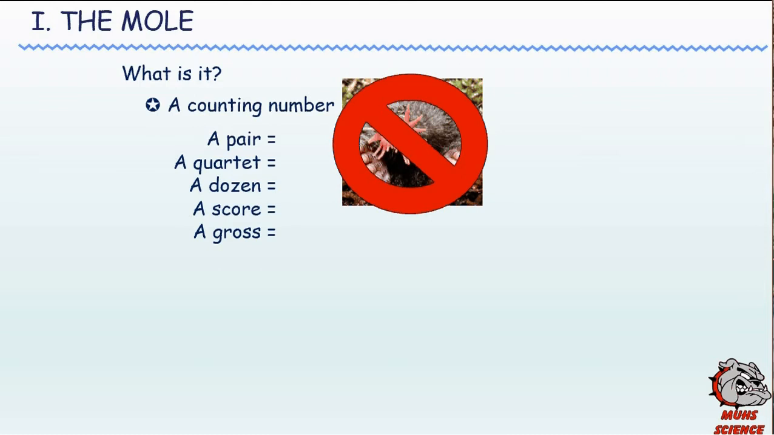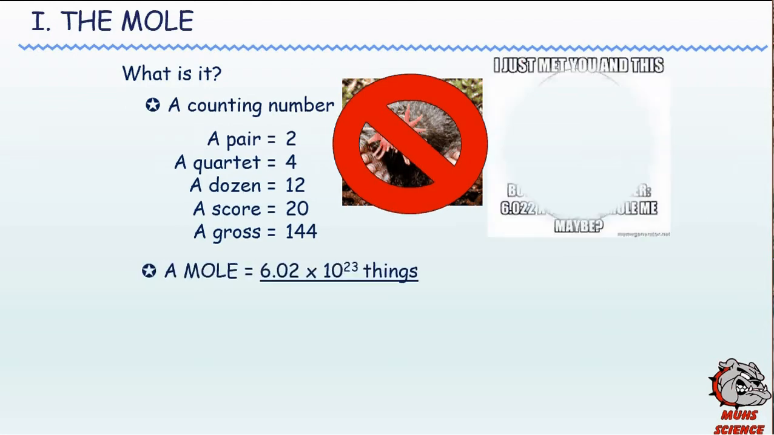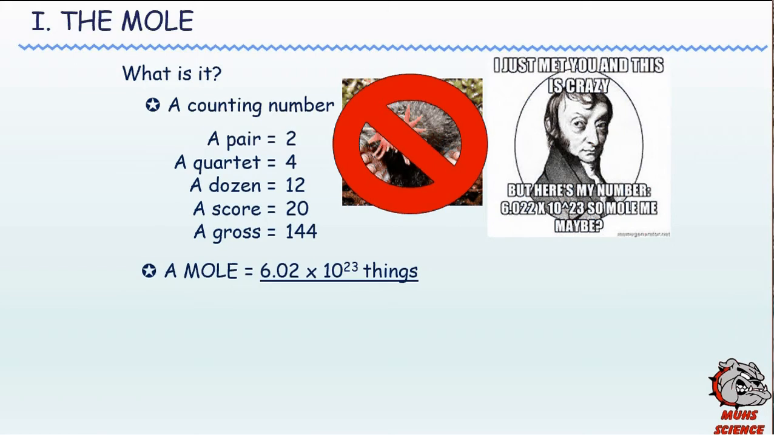You know what a pair is. A pair is 2 items. And a quartet is 4, and a dozen is 12, and a score is 20, and a gross of things is a dozen dozen, or 144 things. A mole is pretty much exactly the same thing as that, except when it deals with atoms and molecules, they're so small, even extremely small samples have tremendous numbers of them, trillions upon trillions, and so the number for the mole, the counting number, is very large. It is 6.02 times 10 to the 23rd countable things.